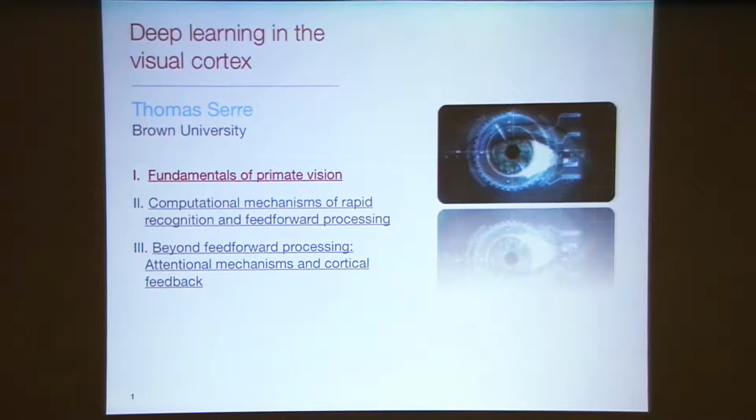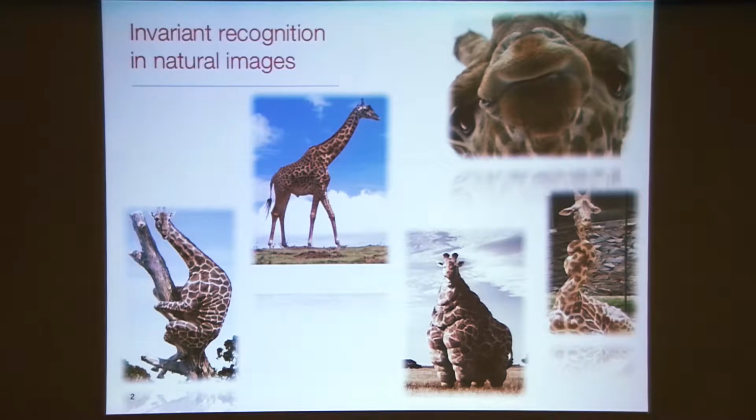So let me start by motivating the problem that I'm interested in. As probably many of you here interested in visual recognition, I'm interested in understanding the computational basis of invariant object recognition. So here's an example of such tasks. I can show you a bunch of images shown here, and I can ask you to tell me whether those images contain a specific object category, say an animal or a giraffe.